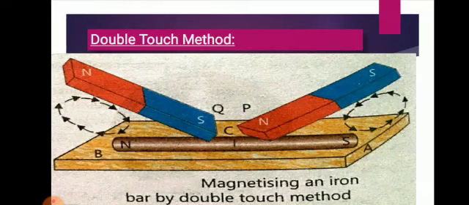Now move the magnets apart, inclined, while stroking the iron bar. Repeat the process 20 to 30 times. Lift the magnets clear of the iron bar at the end of each stroke. Now turn the iron bar upside down and repeat the process. After this, you can check whether it attracts the iron filings or not. If it attracts them, it means your magnetic material has been converted into a magnet. So these are the two methods for magnetization: single touch method and double touch method.